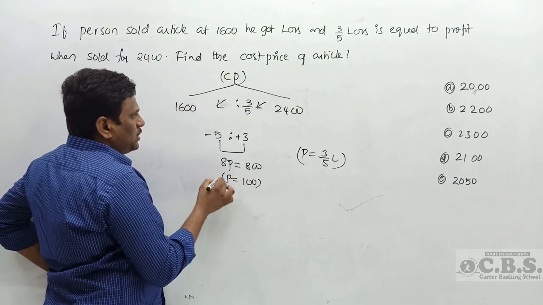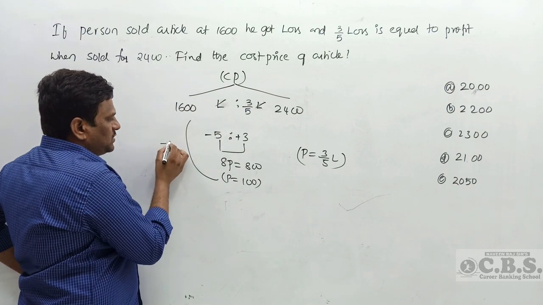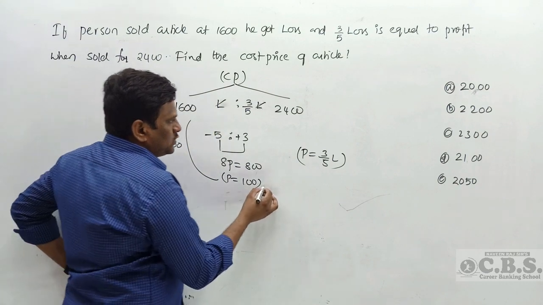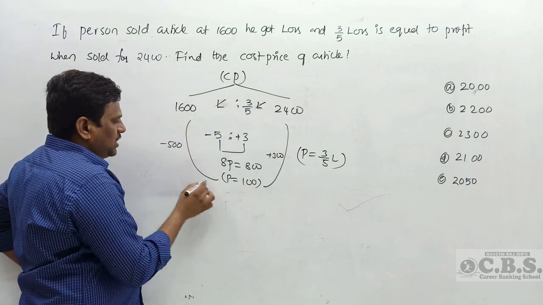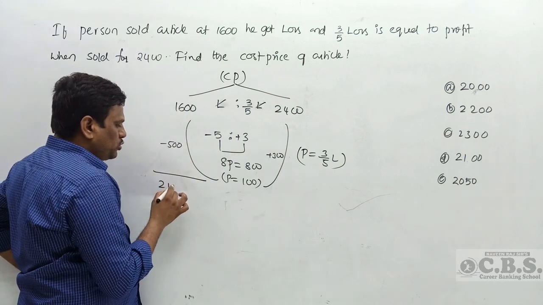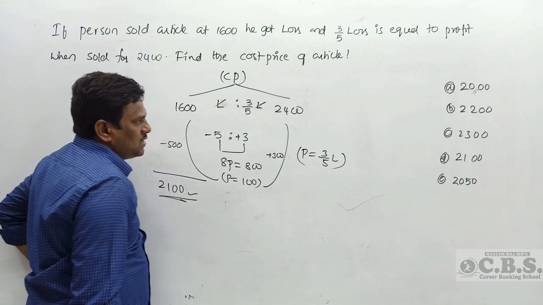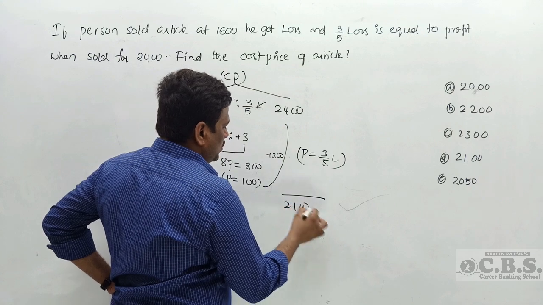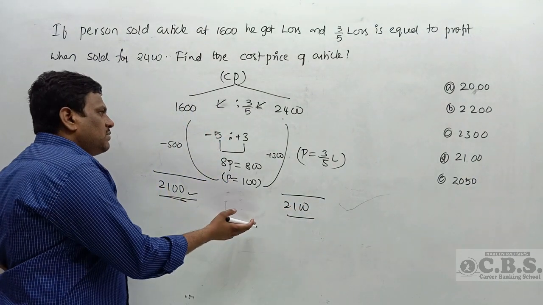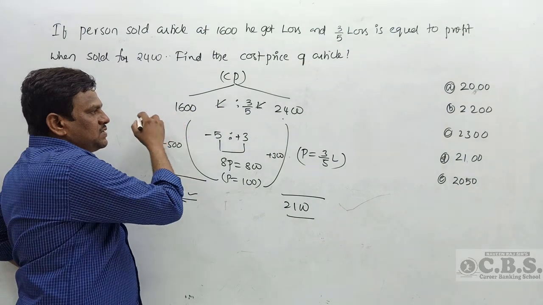Therefore 1 part is equal to 100. Here loss is 5 parts, which means 500. Profit is 3 parts, which means 300. So 1600 plus 500 gives 2100. This is the answer. And 2400 minus the profit of 300 is also 2100, the cost price. So you can answer either from the 2400 selling price or the 1600 selling price.